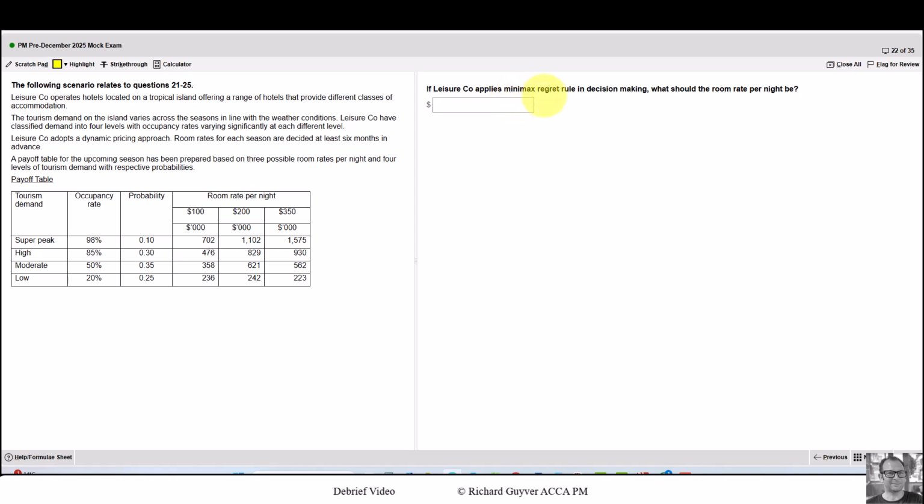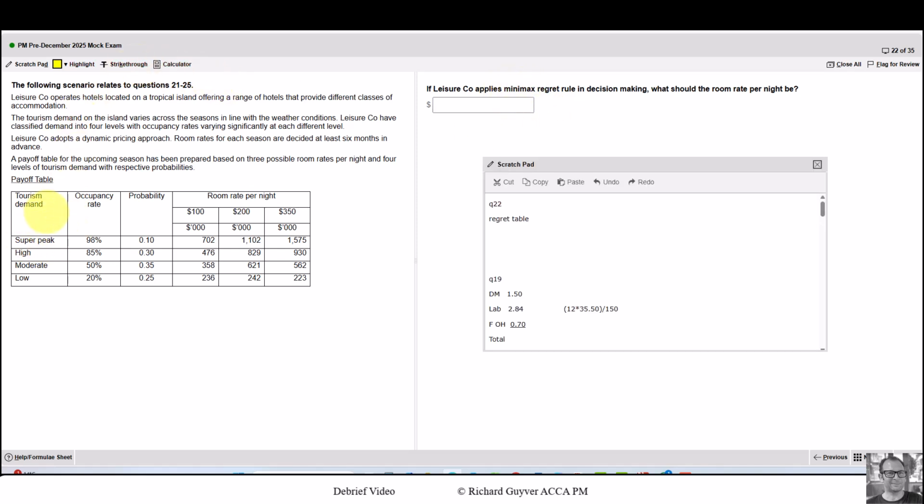If they applied minimax regret, what should the room rate be? Again, we work from right to left. We start with regret, build a regret table, then we find the maximum, and then we find the minimum. So the regret table looks a bit like what we've got on the left. So I'm going to put the occupancy levels in. It's worth practicing building tables in the scratch pad because it's not very helpful the way it works, because you can't tab, you have to use spaces and things like that. Keep it simple. Don't put too much in, like I'm not putting my $ sign in or anything like that.